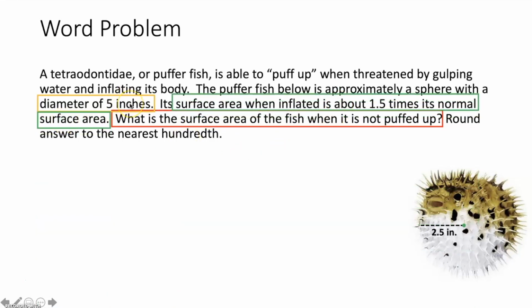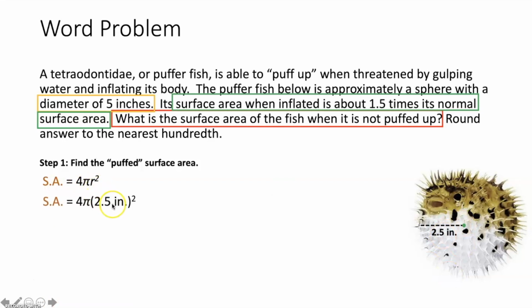So what I could do is, if I know the radius of our pufferfish when it's puffed up, I could find the surface area of this pufferfish when it's puffed up, and then I could divide that by 1.5, and that would give me the normal surface area of our pufferfish when it's not inflated. Okay, so let's do that. Let's find the surface area of this puffed up fish. Remember, the surface area of a sphere formula is surface area is equal to 4 pi r squared. So I'm going to take my radius here, which is 2.5 inches, plug it in for r. I then square that and multiply it by 4 pi, and I get that the exact surface area of this pufferfish when it's puffed up is 25 pi inches squared, or square inches.